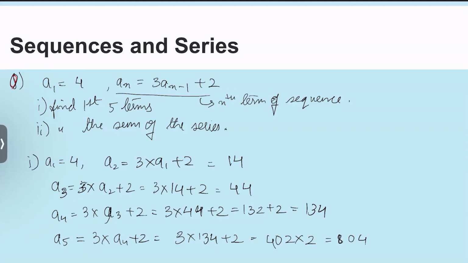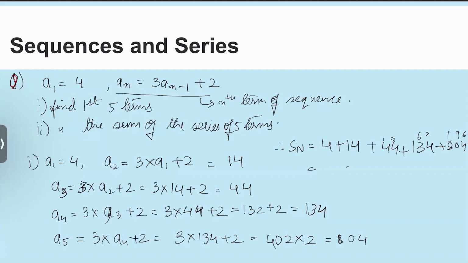Finally, the sum of the series of 5 terms. We are only considering the 5 terms that we've got. Therefore your series is going to be 4 plus 14 plus 44 plus 134 plus 404. Adding these up, the sum of the series, with respect to A1 equal to 4 and the different An, is going to be 600. So Sn is 600. You can see this is how we can find the series.